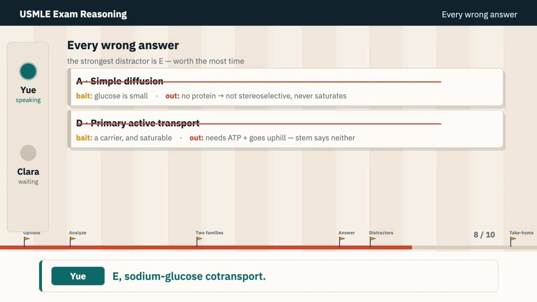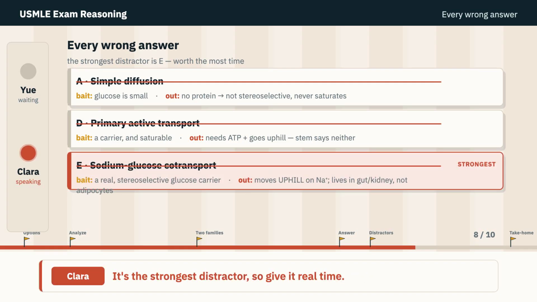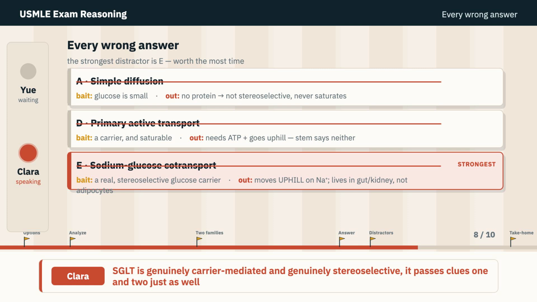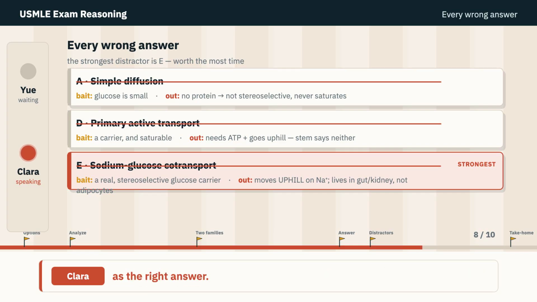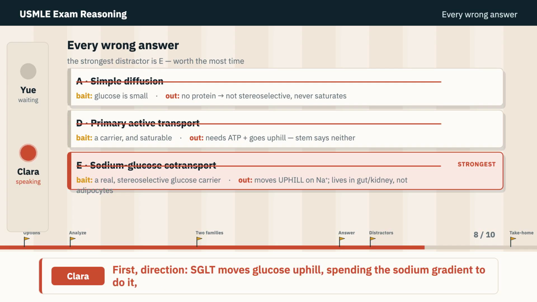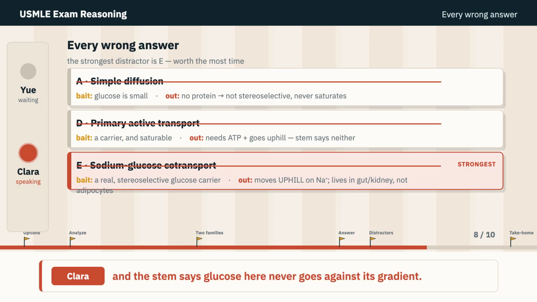E. Sodium glucose cotransport. This one's a real glucose carrier, so it feels dangerous. It's the strongest distractor, so give it real time. SGLT is genuinely carrier-mediated and genuinely stereoselective. It passes clues 1 and 2 just as well as the right answer. 2 things sink it. First, direction. SGLT moves glucose uphill, spending the sodium gradient to do it. And the stem says glucose here never goes against its gradient.